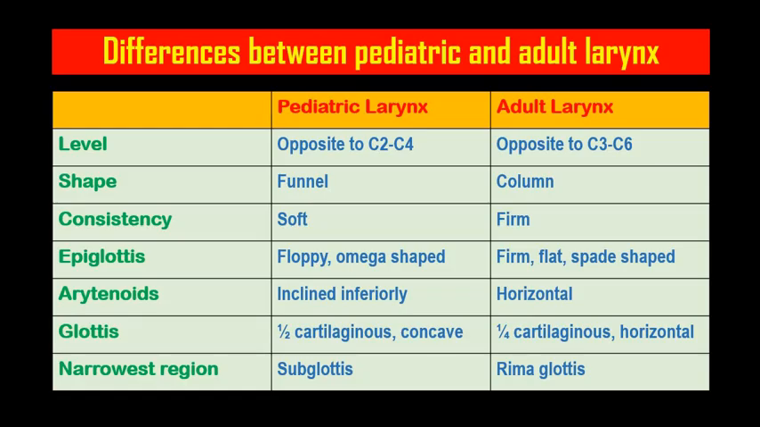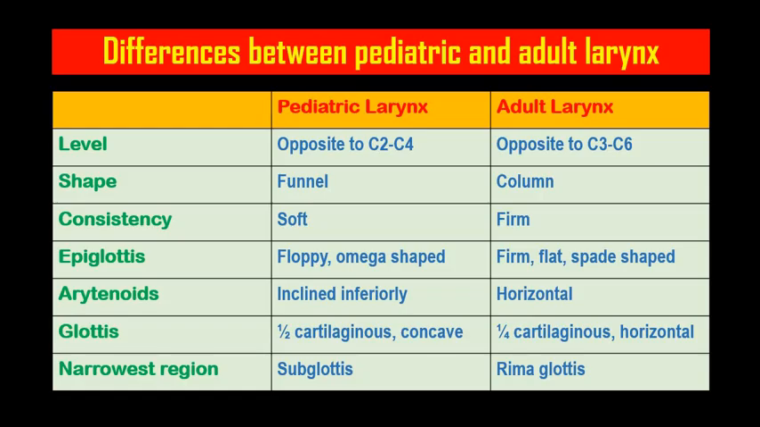The epiglottis in children is floppy and omega shaped, whereas in adults it is firm, flat, and spade shaped. The epiglottis may fall posteriorly in children. That also may lead to occasional stridor when the child has laryngomalacia. In children, the vocal cords are inclined inferiorly, whereas in adults, they are in a horizontal position. They are also stronger.